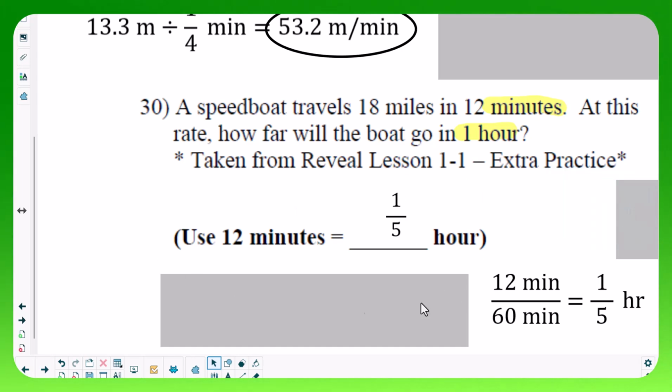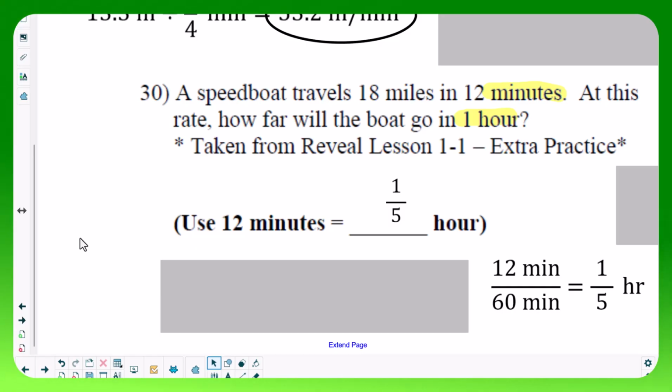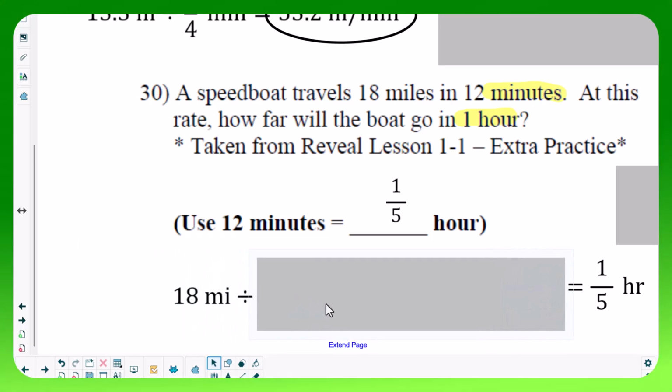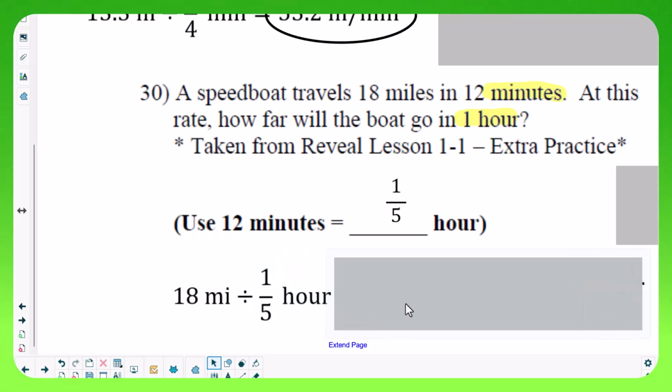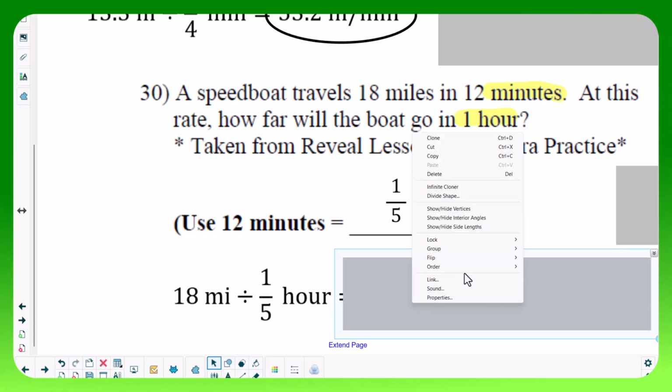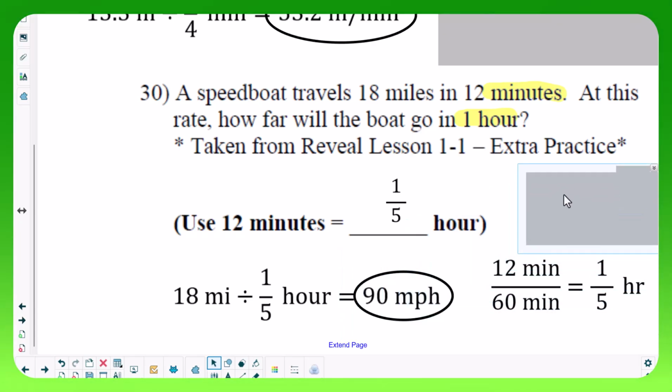Again, that hint is going to be provided on the Math 7 test, not on the pre-algebra test. That's why we're practicing making that conversion. If we want to find the speed in miles per hour, because miles per minute isn't as useful, we're used to miles per hour, we'll take the 18-mile distance divided by 1/5 of an hour, which is that 12 minutes in time. 18 miles divided by 1/5 is going to end up getting us 90 miles per hour, which makes sense for a speedboat.